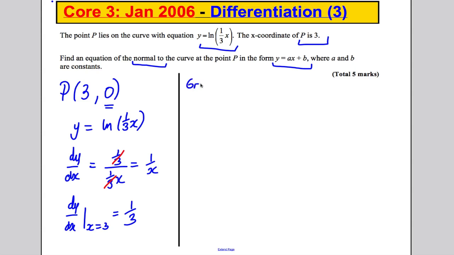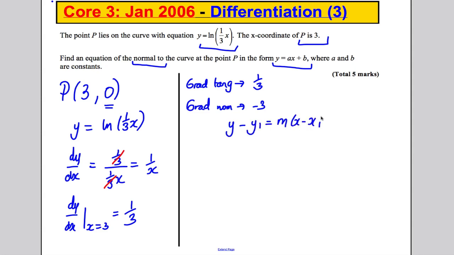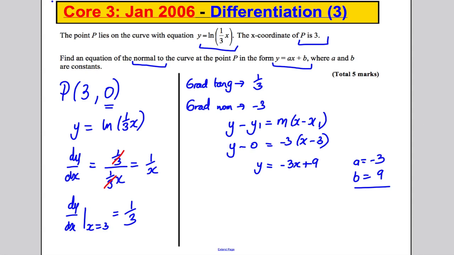You know that the gradient of the tangent is a third, so you know the gradient of the normal is its negative reciprocal, which is negative 3. We've got a point on the line of the normal, we've got the gradient of the normal, we can use y subtract y1 is m(x subtract x1). So y subtract 0 is negative 3(x subtract 3). Multiplying this out, y is therefore negative 3x plus 9. And our a is negative 3 and our b is equal to 9, the things we were asked to find, and we're done.